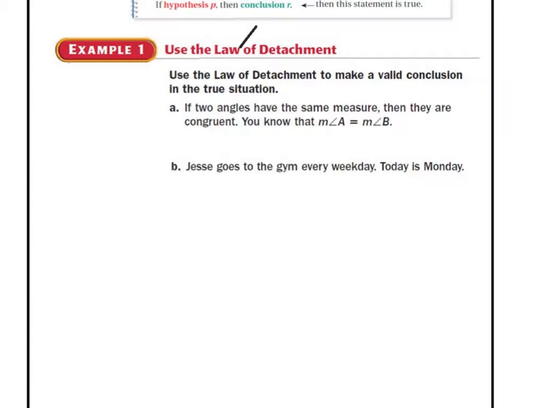They would be equal to each other in measure. So that's something we know. And so look at the then. So if we know they're equal in measure, then what can we say? They are congruent. So because we know they're equal in measure, we'll write this statement. Angle A is congruent to angle B. Hypothesis was true, so conclusion is also true.